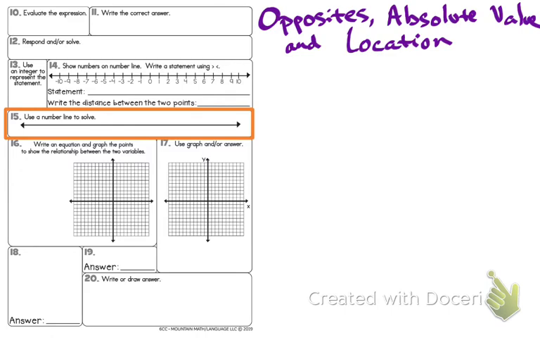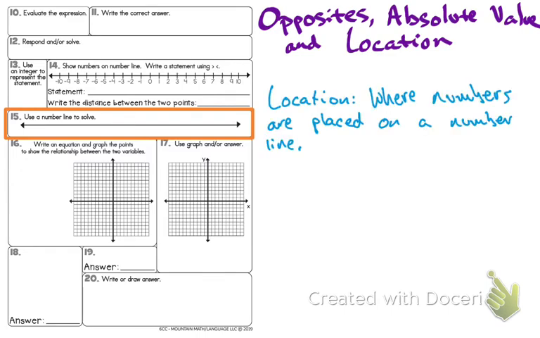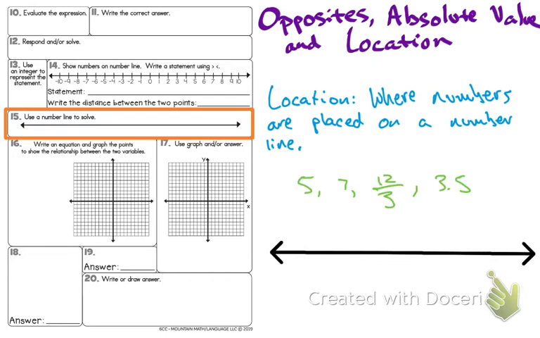Finally, we have to talk about location. Location is simply where numbers are placed on a number line. In this case, we're going to look at an example with 4 different numbers: 5, 7, 12 thirds, and 3.5. We have some integers, 5 and 7, and we also have some decimal numbers and fractions or portions. So one of the things we need to think about is how we're going to build this number line out.